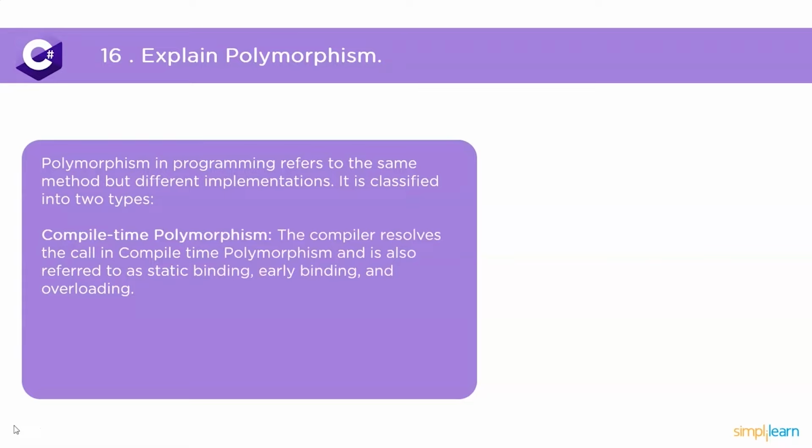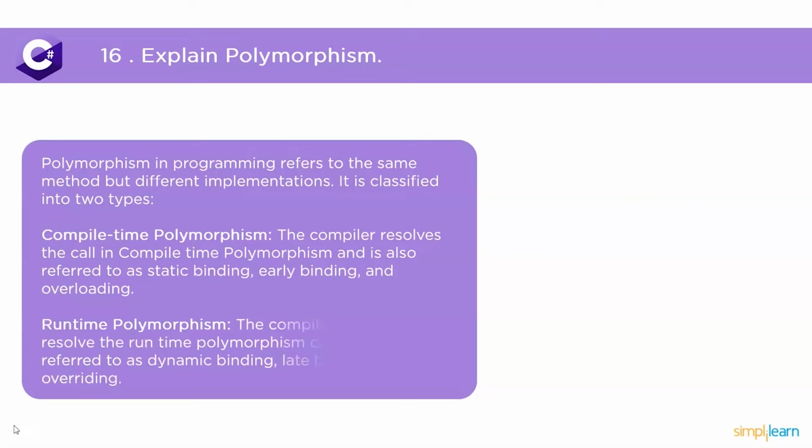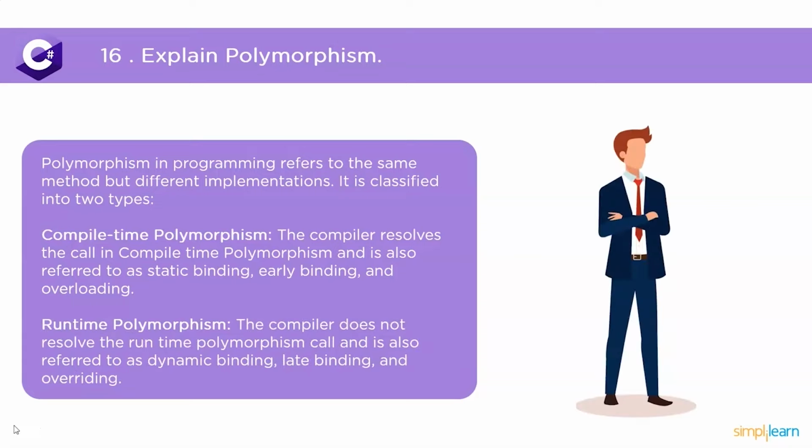It is classified into two types: compile-time polymorphism and runtime polymorphism. Compile-time polymorphism resolves the call at compile time and is also referred to as static binding, early binding, and overloading. The compiler does not resolve the runtime polymorphism call, and it is also referred to as dynamic binding, late binding, or overriding. For example, a man acts as a father, a husband, and an employee all simultaneously.